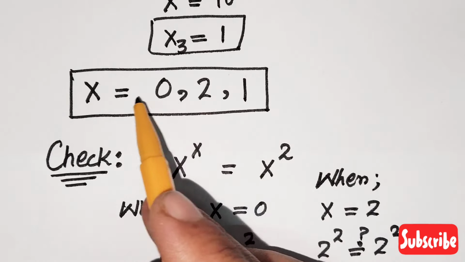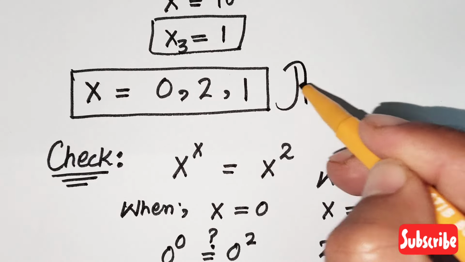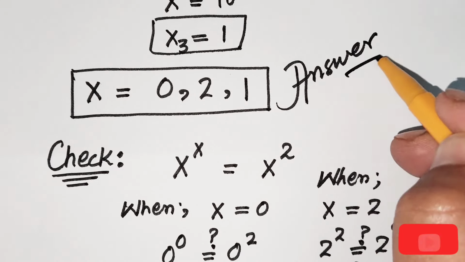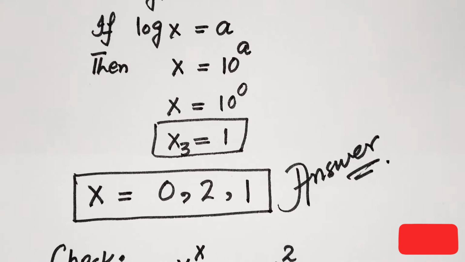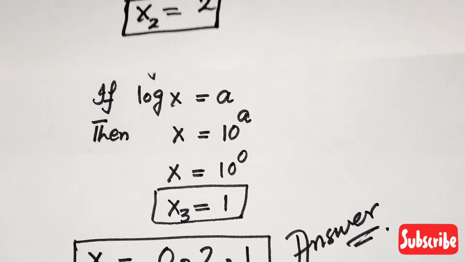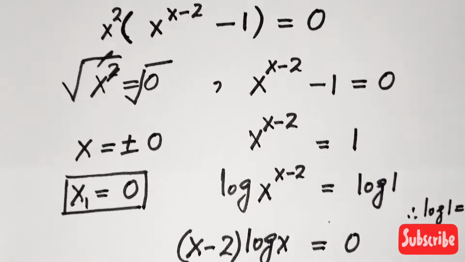So x has three values, which are 0, 2 and 1. It is our final answer. I hope you have understood all these steps. If you feel any problem or any doubt, you can ask questions in the comment box. So it is our entire solution here.